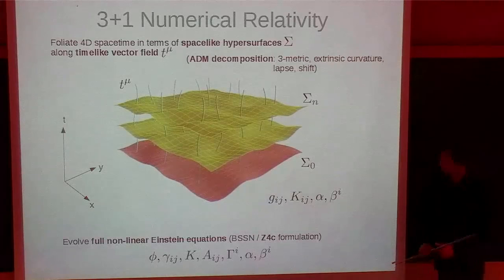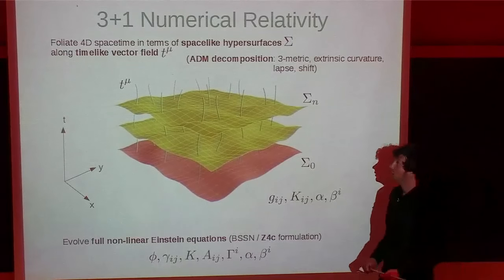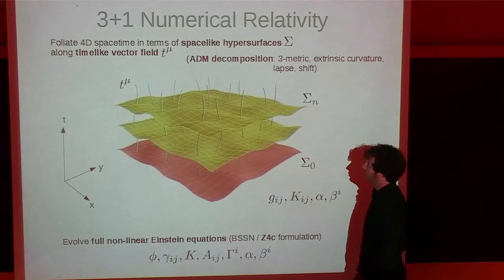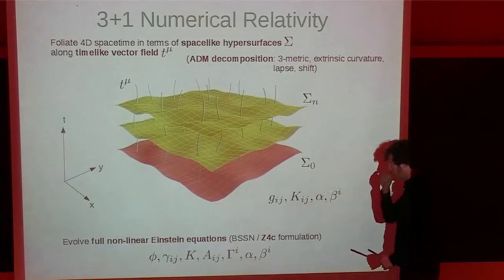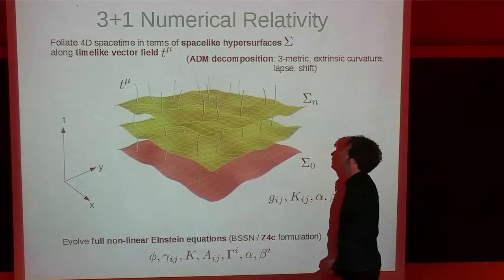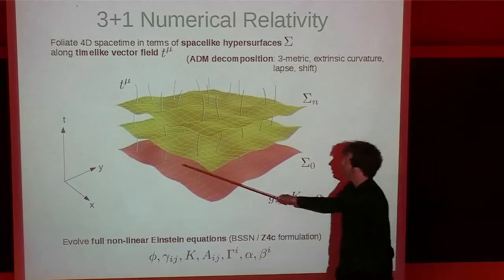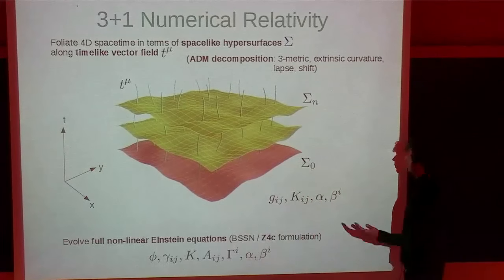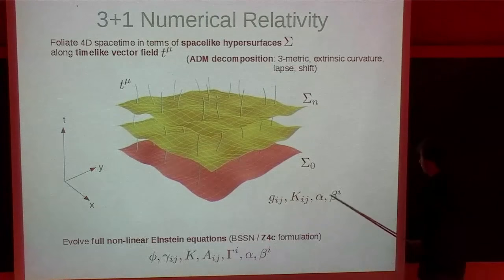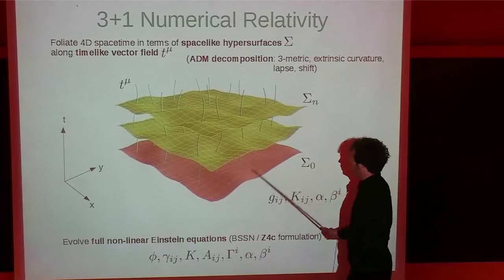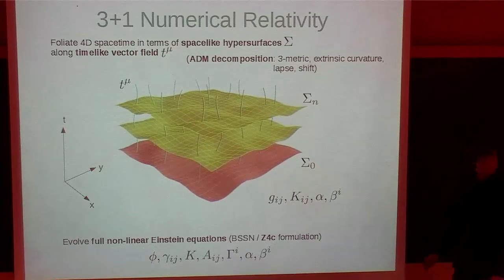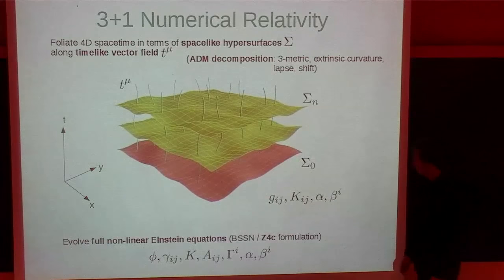So just to quickly introduce how numerical relativity works, in principle, the Einstein equations give you a prescription for the metric, the full 4D metric, the full 4D space-time. And in order to evolve that from some kind of initial state, we basically foliate the 4D space-time in terms of space-like hypersurfaces, sigma, along some time-like vector field, t^μ. It's a so-called ADM decomposition, which results basically in the 3-metric and the extrinsic curvature and the lapse and shift gauge functions. And given some initial data on this initial slice here, we can evolve that forward in time. Arnowitt, Deser, Misner, the three guys who basically did this.